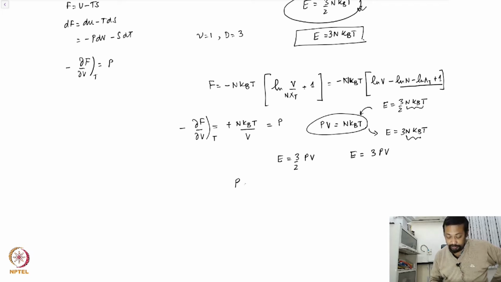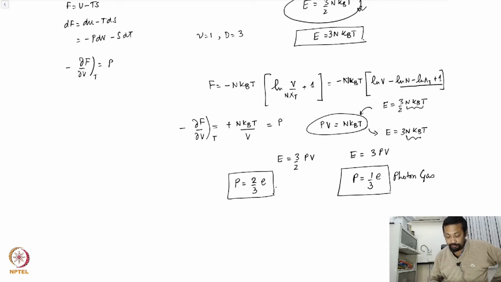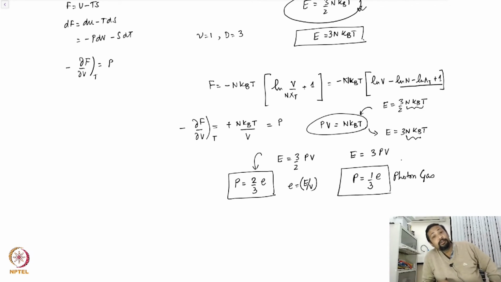Immediately you see that the pressure is 2/3 the energy density, which we'll write as small e, for a non-relativistic gas. For a relativistic gas, the pressure is 1/3 the energy density. So this is the case for a photon gas, and this is the case for a normal non-relativistic ideal gas. For a non-relativistic ideal gas, the pressure is always 2/3 the energy density. Your small e is capital E over V, and for an ultra-relativistic gas, such as a photon gas, your pressure is always 1/3 of the energy density.